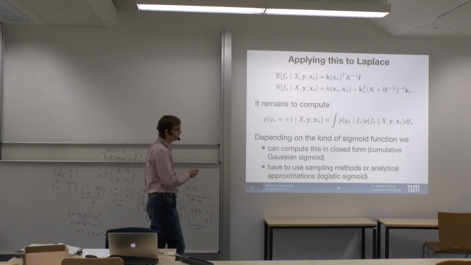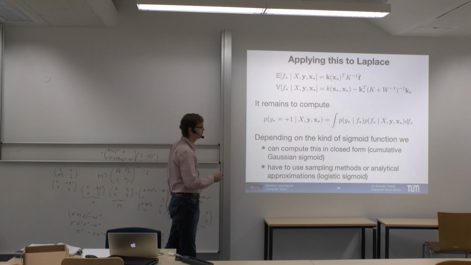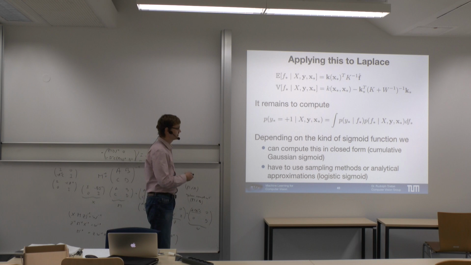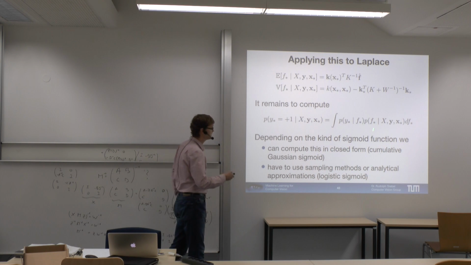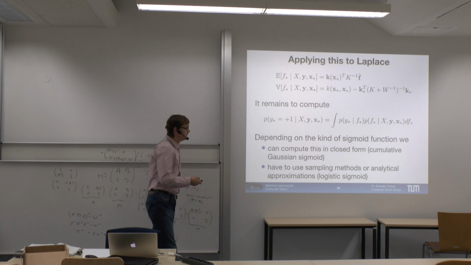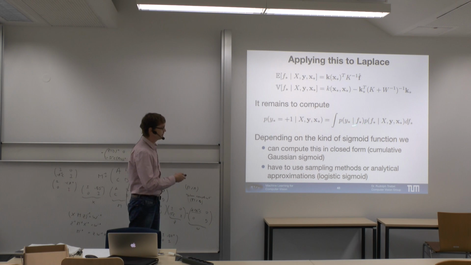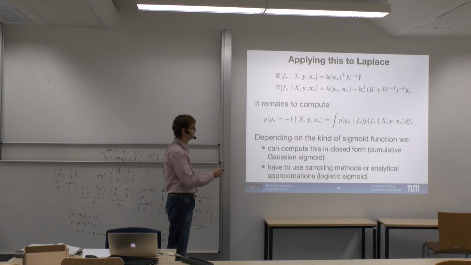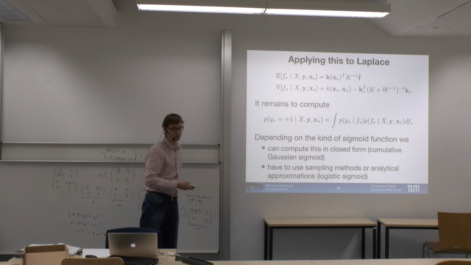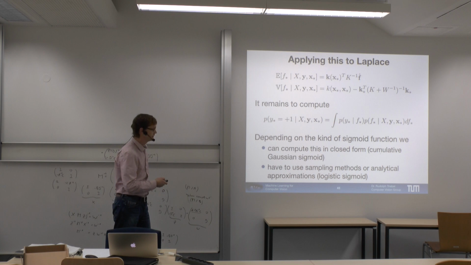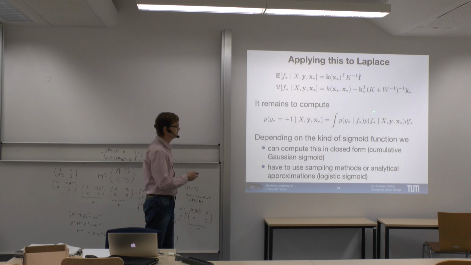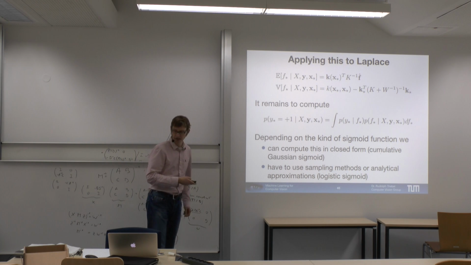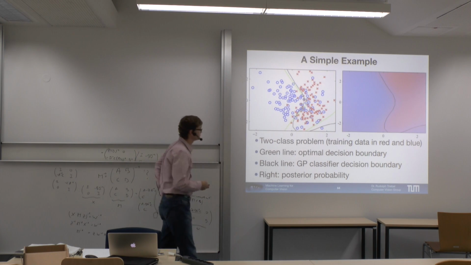and this can be done in closed form if we are given a certain sigmoid function. For the standard sigmoid function, the cumulative Gaussian, we can't do this in closed form. But if we assume another sigmoid function, for example, the logistic, then we can do this in closed form, right? That's all I say about this. That's the reason why sometimes you choose different sigmoid functions, because then things are very simple.